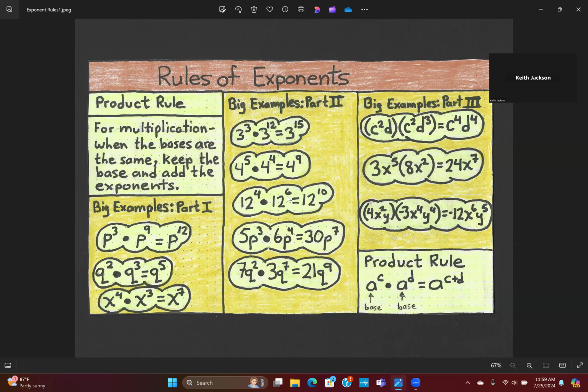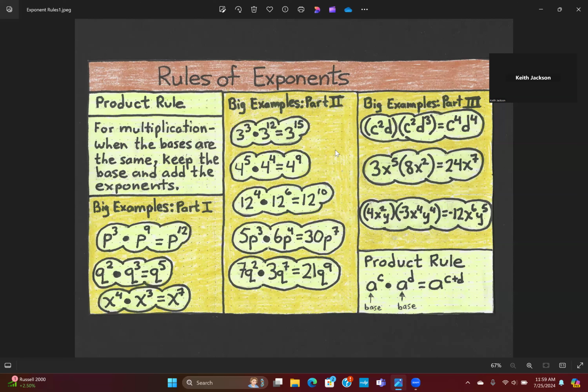Now let's take a look at these five big examples for part two. We have 3 to the third power times 3 to the 12th power, and that's simply 3 to the 15th power. 4 to the fifth power times 4 to the fourth power will equal 4 to the ninth power. 12 to the fourth power times 12 to the sixth power will give us 12 to the 10th power.